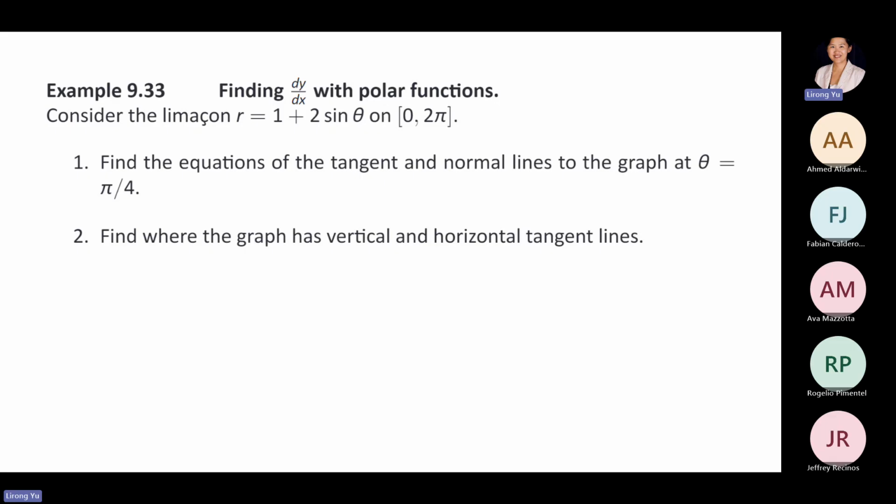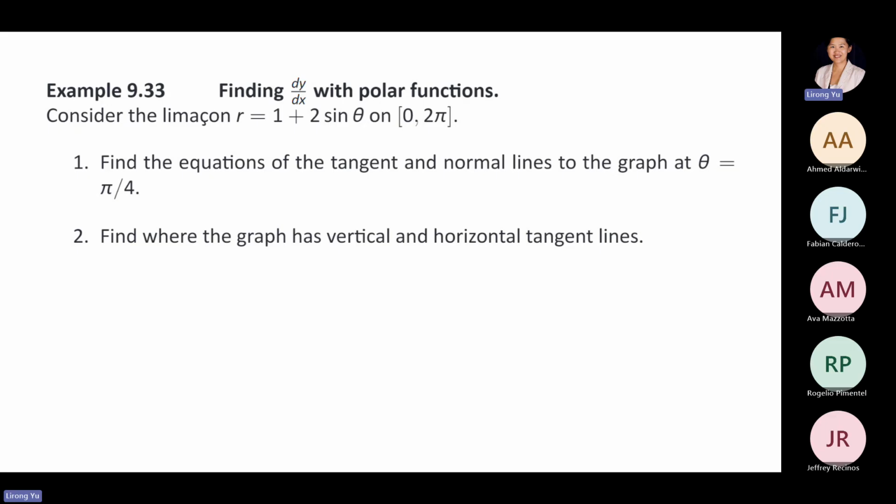R equals 1 is a small circle, but r equals 2 sin theta is a bigger circle. In this case, the 2 being bigger than 1 is forcing a loop. So this will be the limaçon that has a little loop in the middle, and that's what makes it more confusing. It probably has a lot of horizontal tangent lines and vertical tangent lines.